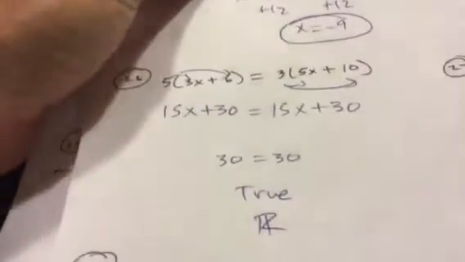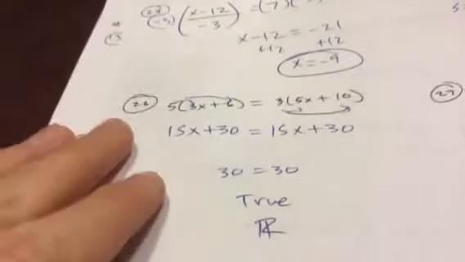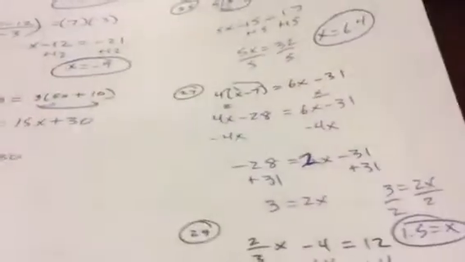Moving on, 26. 5 times 3x is 15x plus 6 times 5, 30, is equal to 3 times 5x plus 3 times 10. Look at that, the x's cancel, bye bye x. 30 equals 30 is a true statement, all real numbers.